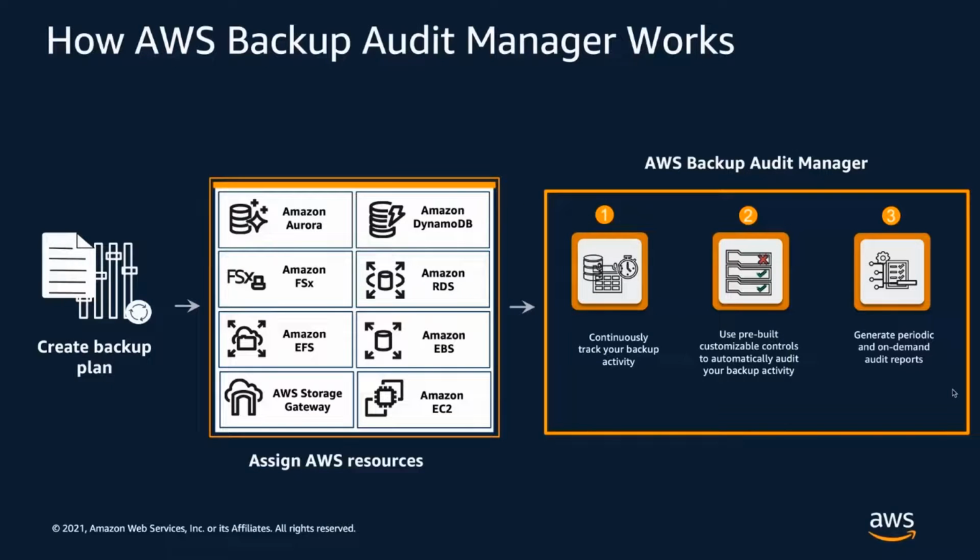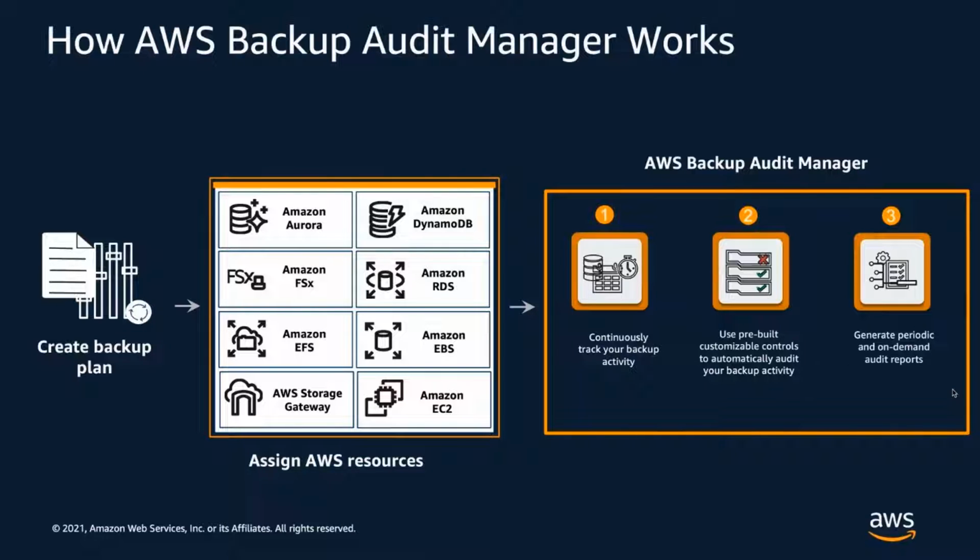Now let's have a look at how AWS Backup Audit Manager works. As I briefly mentioned, everything in AWS Backup starts with a backup plan where you define your data protection policies and preferences. And after that, you assign the resources to that backup plan. Once you do that, you can move to AWS Backup Audit Manager. There are three steps.